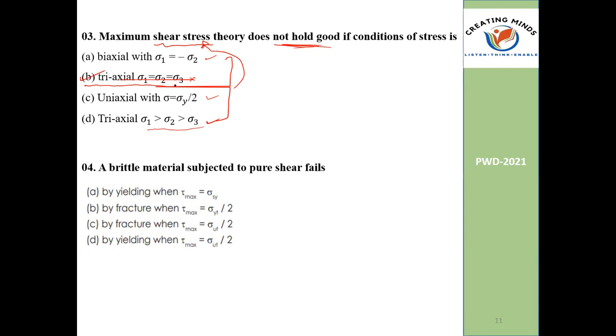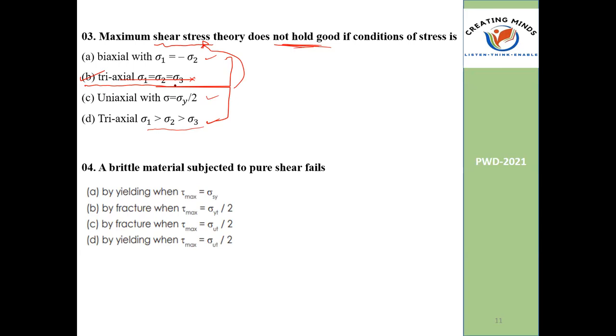Yes, any other answers? When a brittle material is subjected to fracture. What is meant by fracture? What is meant by pure shear? I have explained what is meant by pure shear. Bending, 90 degree. It's having normal stress and tension.